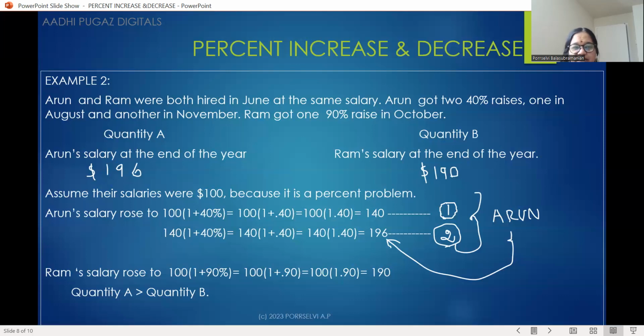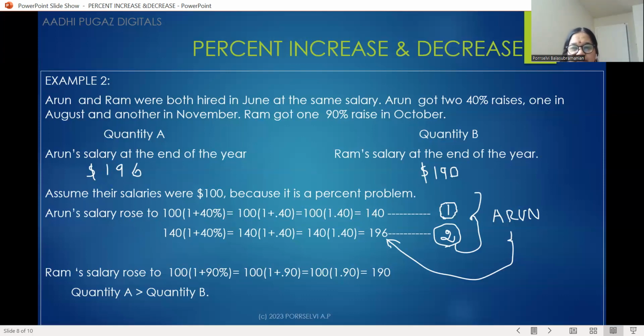Now we need to calculate at the end of the year how much salary both of them are getting. Assume their salary was $100, because it's a percent problem. So Arun's salary rose from 100. When they got raises, we need to add 1 plus 40%, multiplied by 100. Here you convert the percentage to a decimal, so we are getting 140.